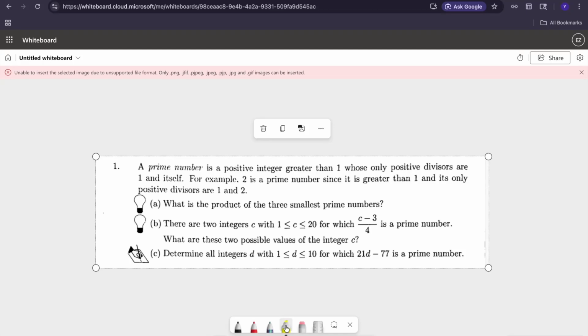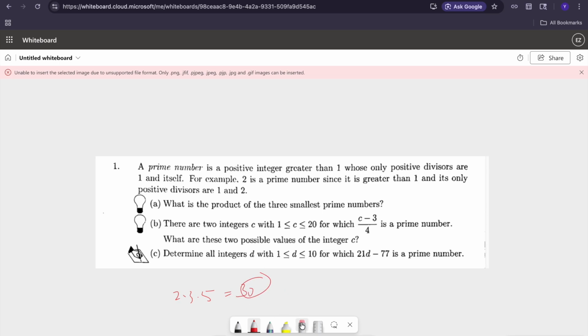Here's Galois question number 1. A prime number is a positive integer greater than 1 whose only positive divisors are 1 and itself. For example, 2 is a prime number since it is greater than 1 and its only positive divisors are 1 and 2. So what is the product of the three smallest prime numbers? This one is really easy, which is 2 times 3 times 5, which gives us 30.